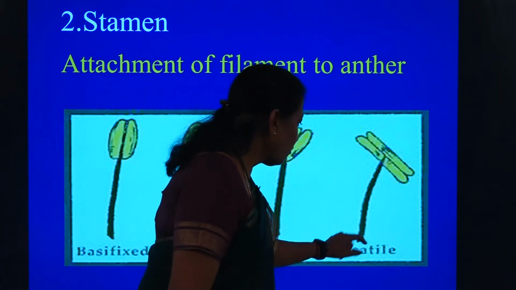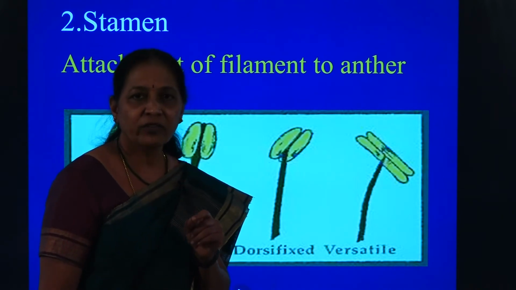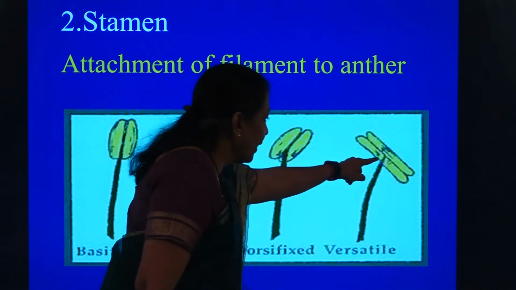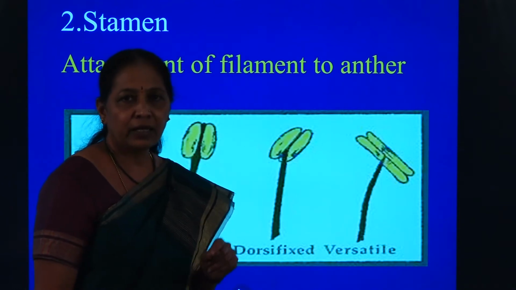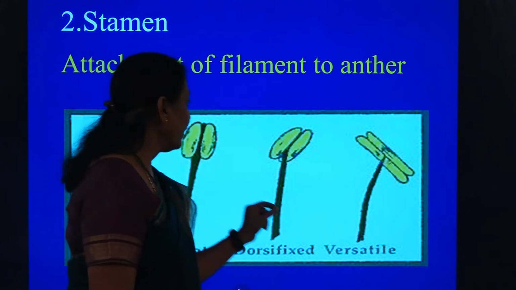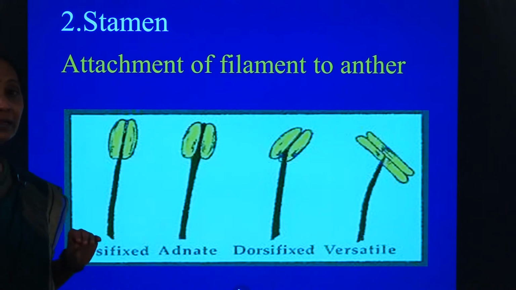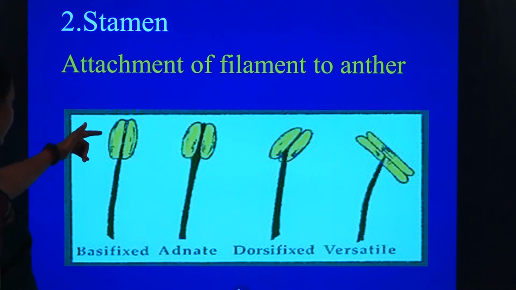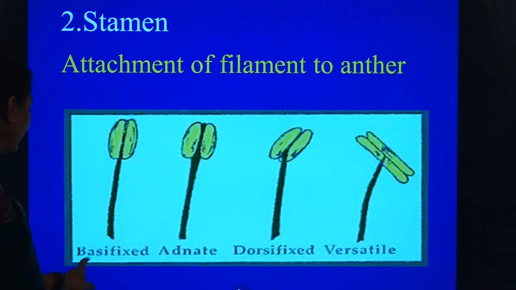When we observe the versatile anther, exactly in the center of the anther lobe, the connective connects the anther, hence we call it versatile. This can be observed based on the connective, how it connects the anther lobe to the filament, that is the attachment of filament to the anther.